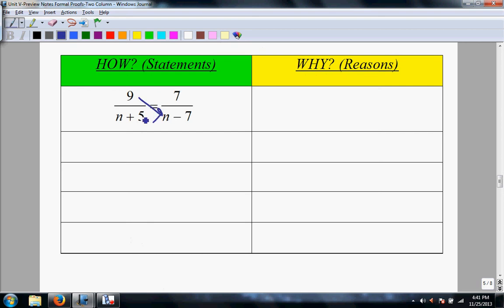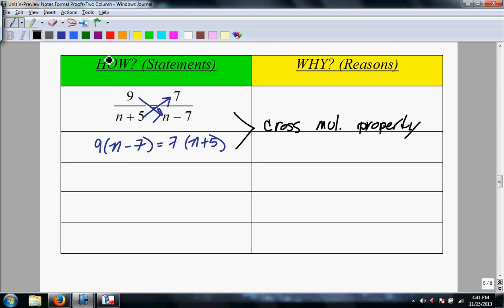Here we started with the fact that we can cross multiply when we have two proportions. And we get 9 parentheses n minus 7 equals 7 parentheses n plus 5. And the reason you can take that step is what's called the cross multiplication property. Then of course we distribute. And you have 9n minus 63 equals 7n plus 35. And what I did there was I, of course, used the distributive property.